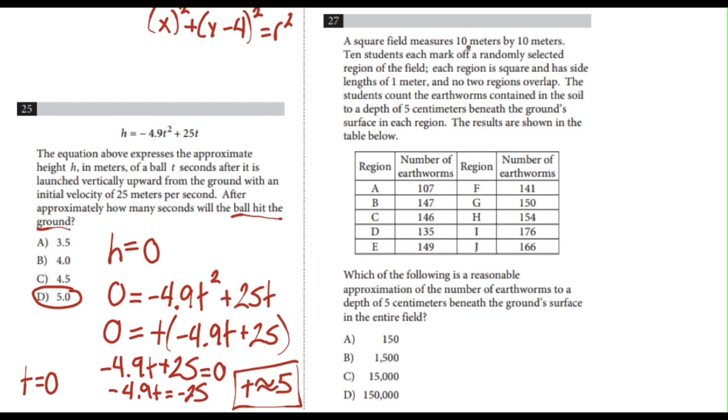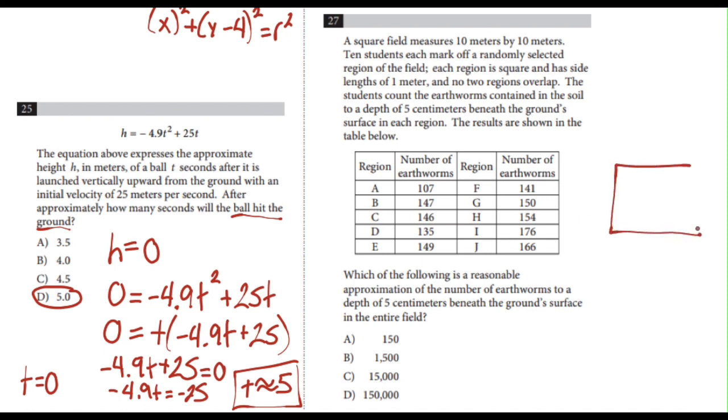A square field measures 10 meters by 10 meters. 10 students each mark off a randomly selected region of the field. Each region is square and has lengths of 1 meter, and no two regions overlap. The students count the earthworms contained in the soil to a depth of 5 centimeters beneath the ground surface in each region. The results are shown in the table below. Which of the following is a reasonable approximation of the number of earthworms to a depth of 5 centimeters beneath the ground surface in the entire field?